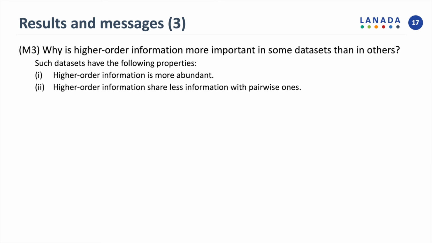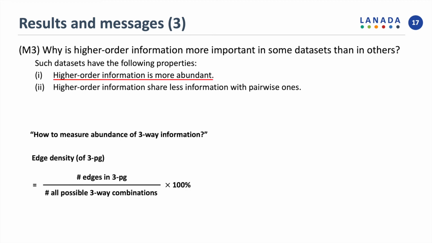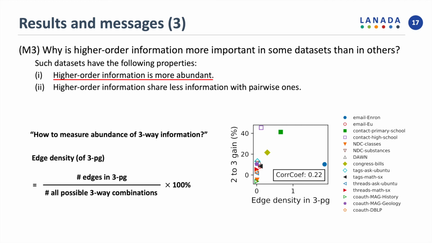And finally, we ask, why is it that in some datasets higher-order information is more important, because the performance gain was different across datasets? We had 2 speculations. First is that those datasets have more higher-order information. And to validate this, we captured the abundance of 3-way information as the edge density of the 3-projected graph, defined like this. And indeed, we can see a positive correlation between edge density and 2-to-3 order gain.